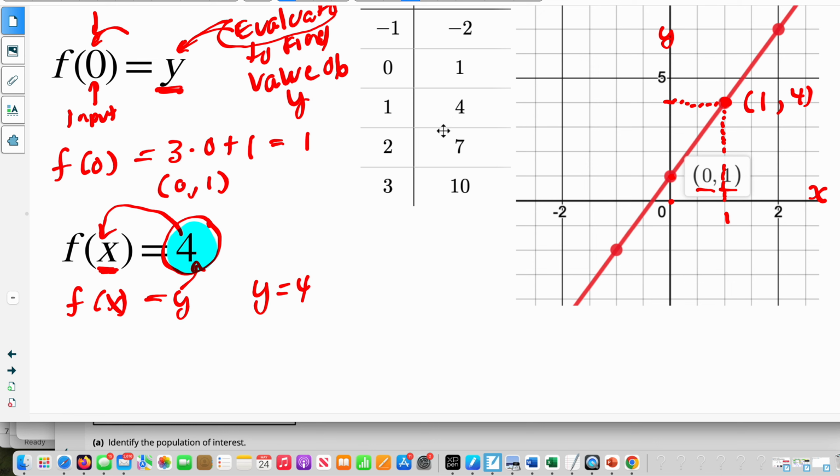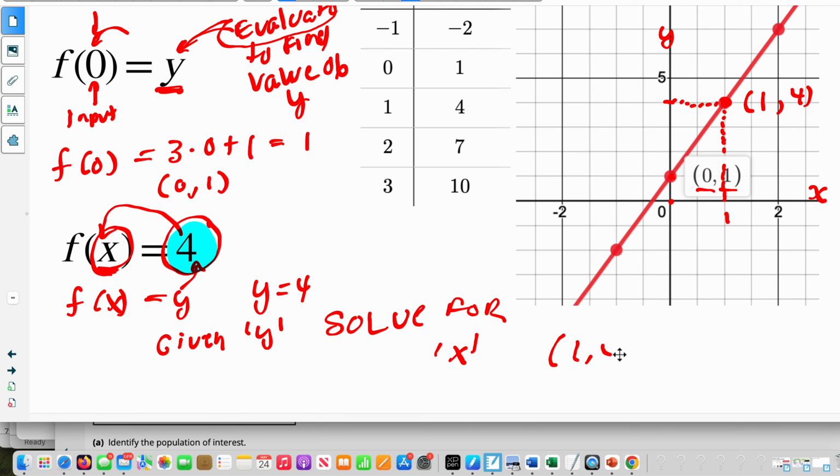So I solve for the x value. Given y, solve for x, okay? And in this case, I get (1, 4).